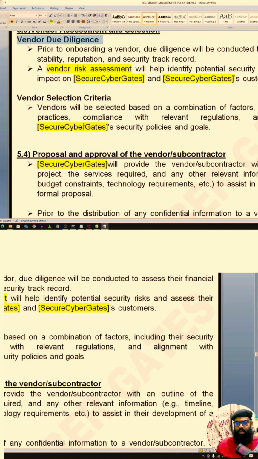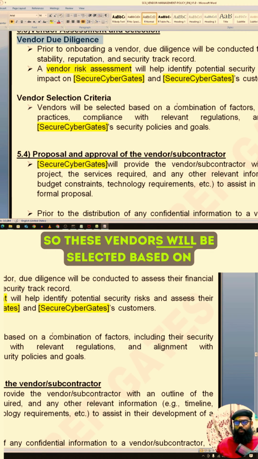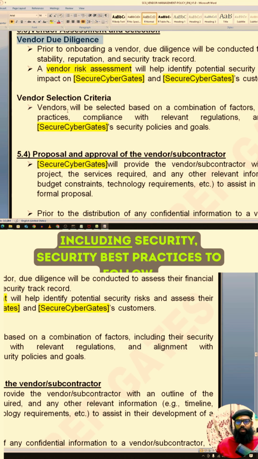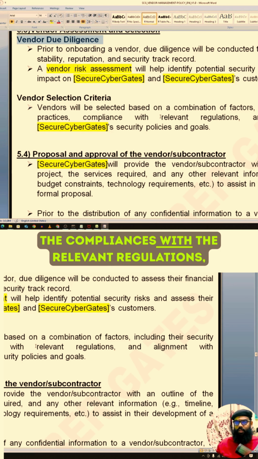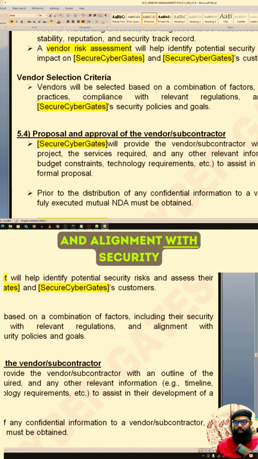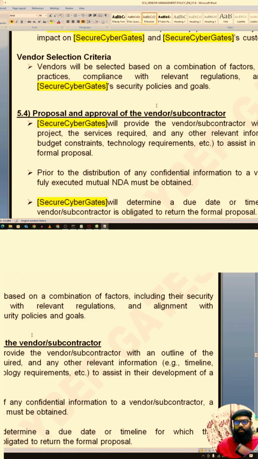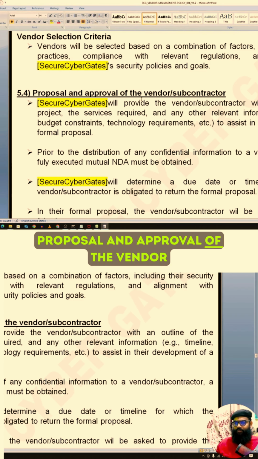Vendor selection criteria. These vendors will be selected based on multiple combinations of factors, including security best practices they follow, compliance with the relevant regulations, alignment with security policies and goals, and obviously the business requirements. Proposal and approval of the vendor subcontractor.